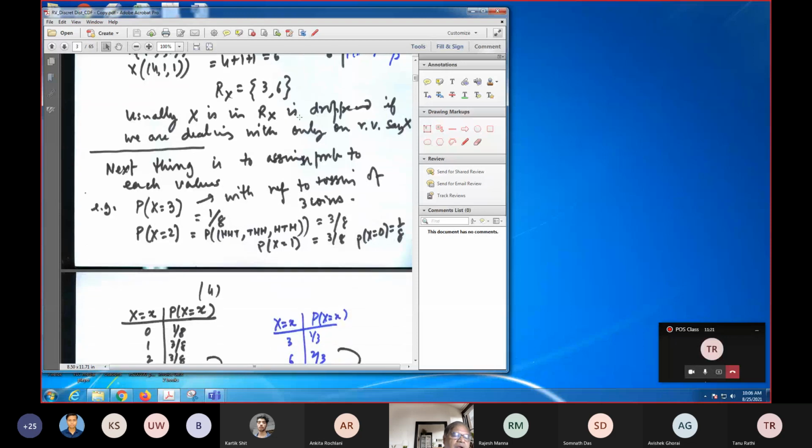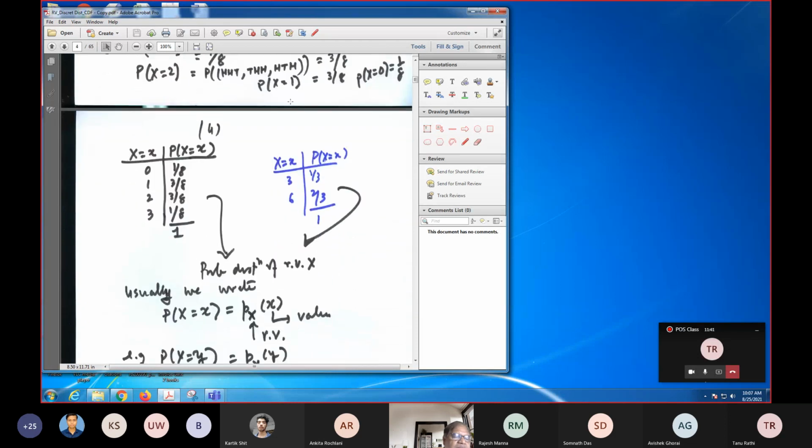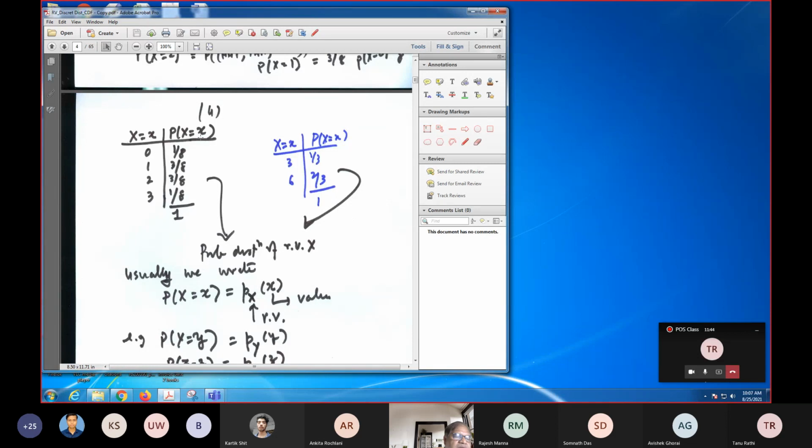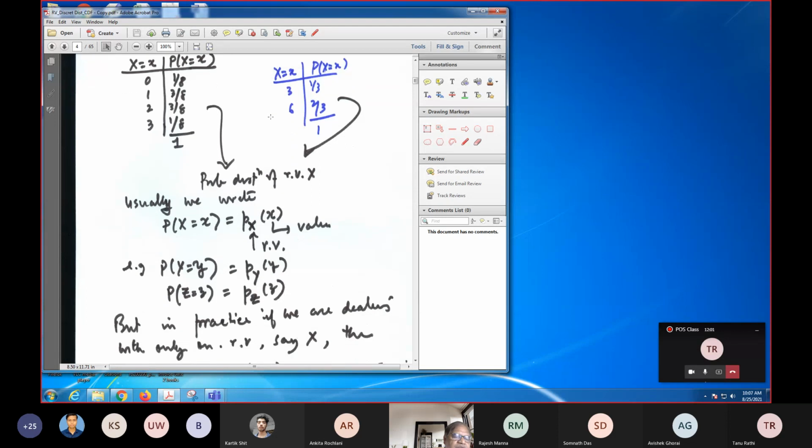Now, when we deal with one particular random variable, the range we denote by Rx. Usually we denote it by Rx, but when we are dealing with one random variable, we can drop this subscript. We can just write that the random variable takes values 3 and 6. These two pieces of information are put in tabular form. On the left side we put the values, and on the right side you assign the probability. The whole thing we call the probability mass function or probability distribution function.